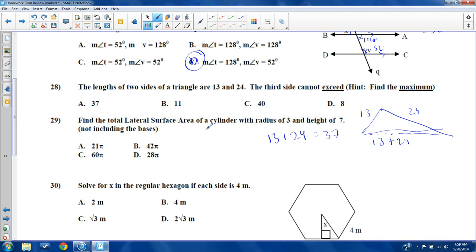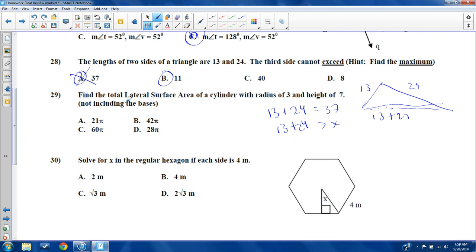So this is kind of a weird trick question. In this case, the side technically cannot be 37. So I don't know if they want the answer to be A, because technically that is wrong. The only answer in this case is that it couldn't exceed 11. The reason I'm saying 37 is because 13 plus 24 equals 37. 13 plus 24 has to be greater than your third side x. If it's 37, it's not greater than 37. That's why I'm putting 11.